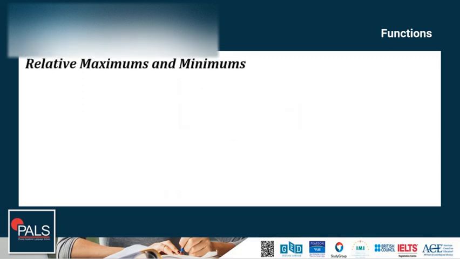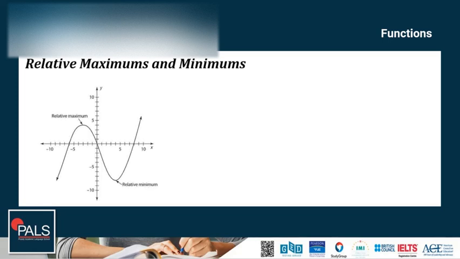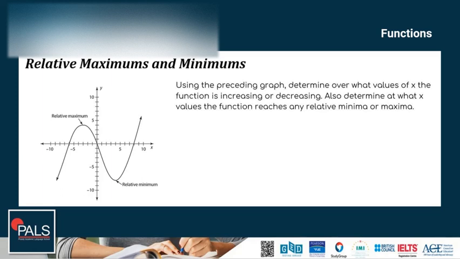Let's proceed to relative maximums and minimums. Okay, let's look at the graph. There are parts on the graph that were marked relative maximum and relative minimum. Now, based on the graph, determine over what values of x the function is increasing or decreasing. Also determine at what x values the function reaches any relative minima or maxima. Now, again, let us look at the graph.